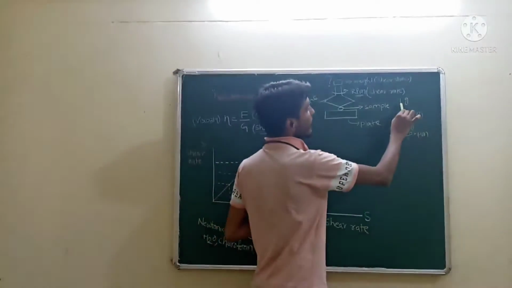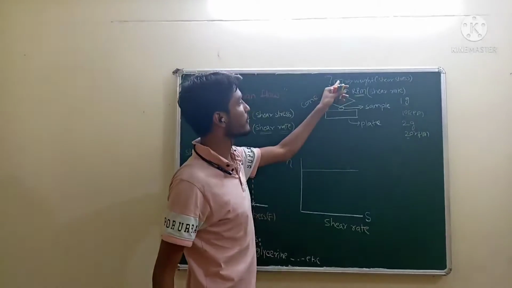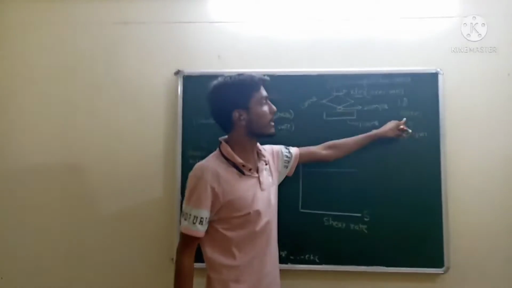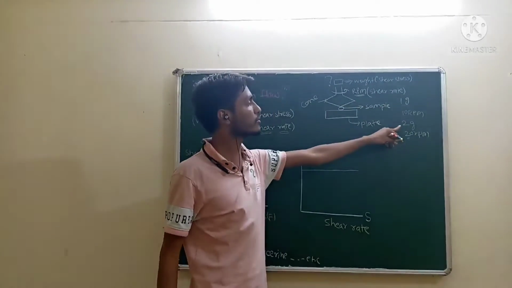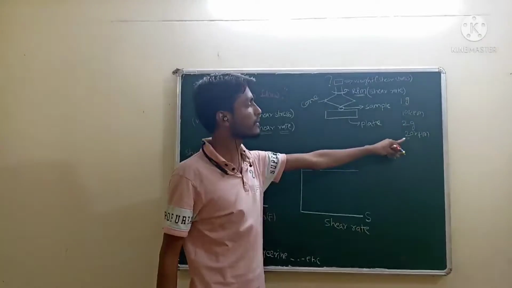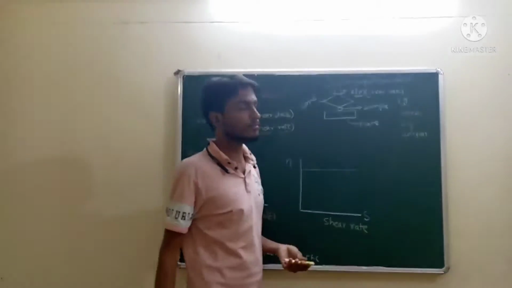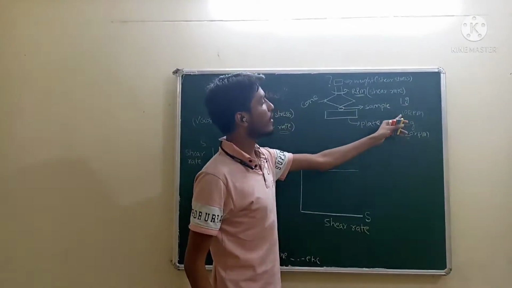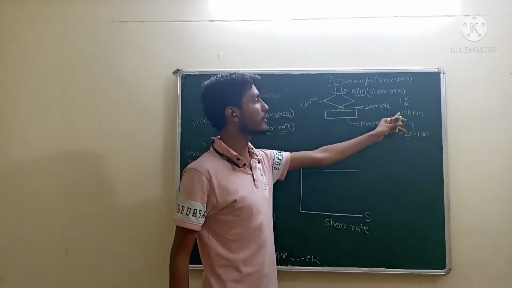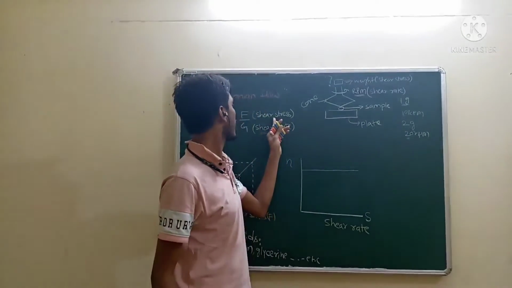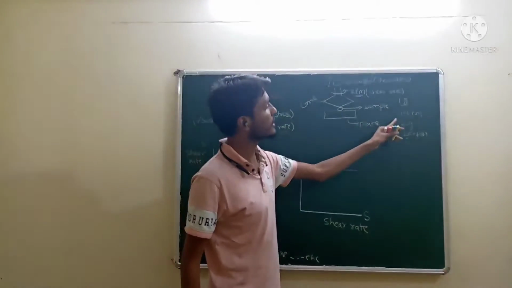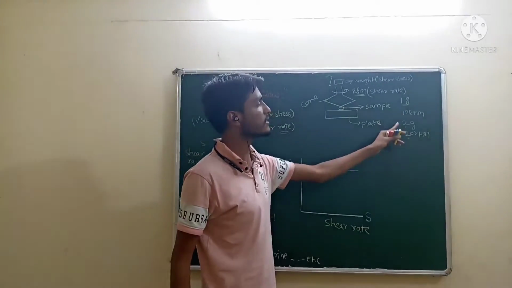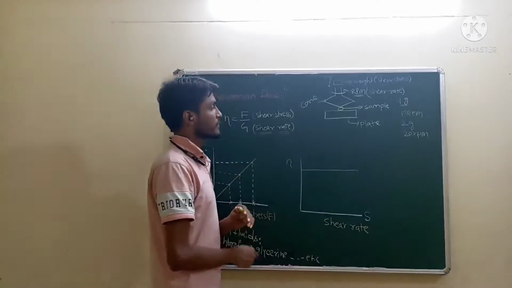See, for example, I have added 1 gram weight here, then this cone rotates at, for example, 10 RPM. When I increase again, 2 grams, then 20 RPM. So it's indicating that upon increasing the weight, the RPM will increase. The RPM means shear rate. Upon increasing the shear stress, shear rate may increase or it may decrease. Here in this case the shear rate is increased.